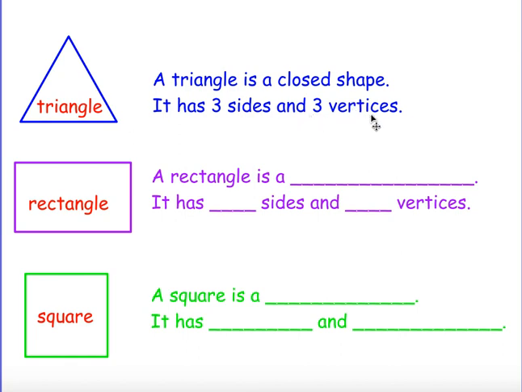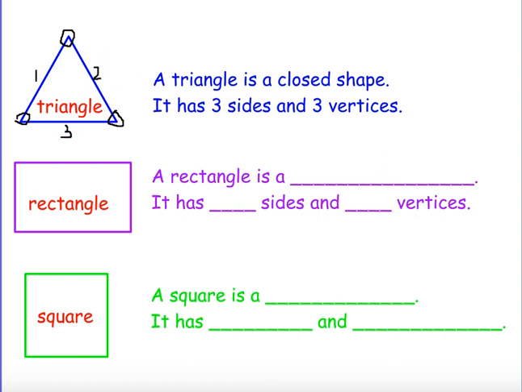And how many vertices it has. So let's try to figure out how many pointy angles a triangle has. One here, and one right here. It has three vertices. And also those lines, the straight lines, are called sides, right? And every two sides meet each other. So here is one side, two sides, three sides.